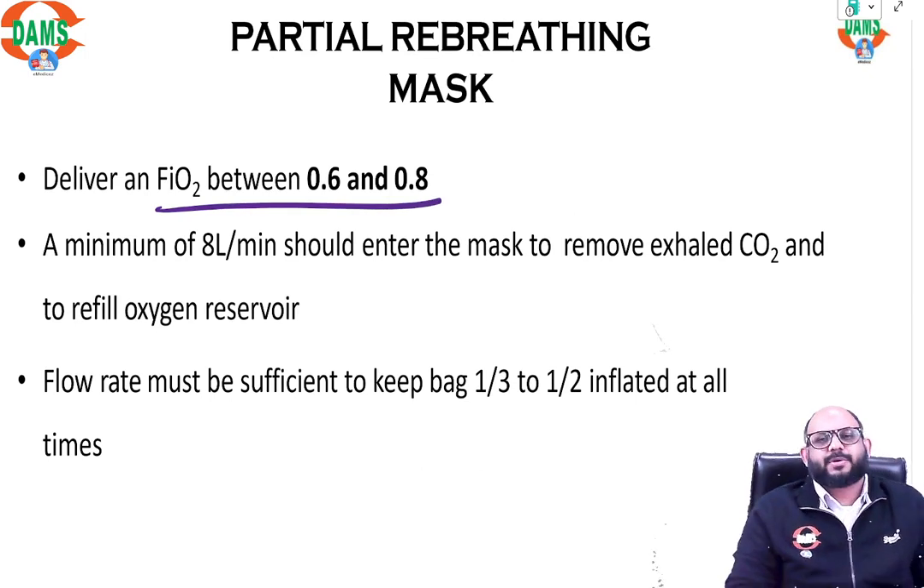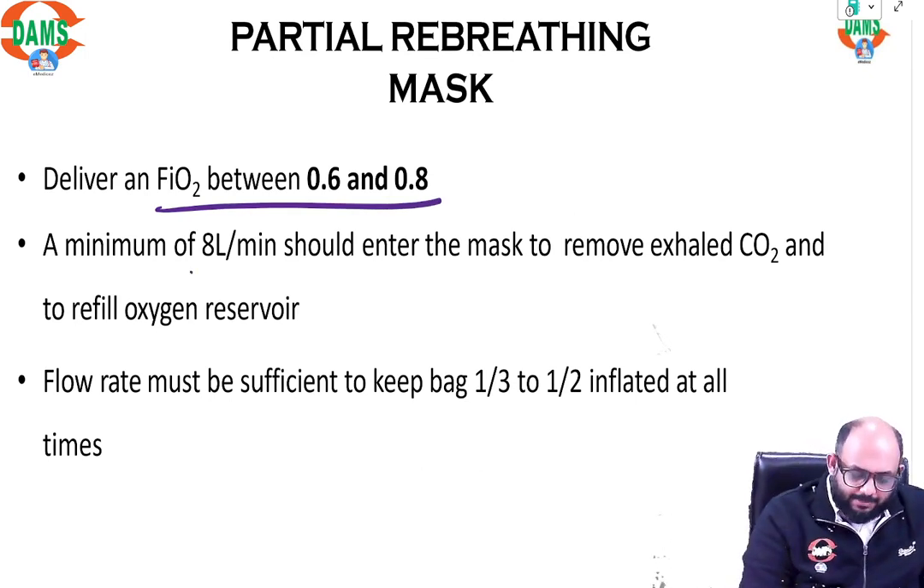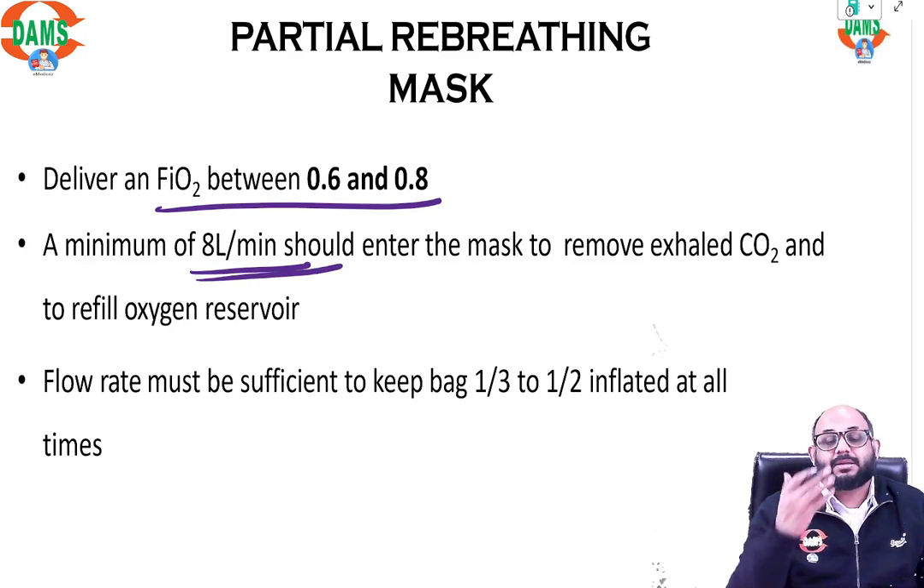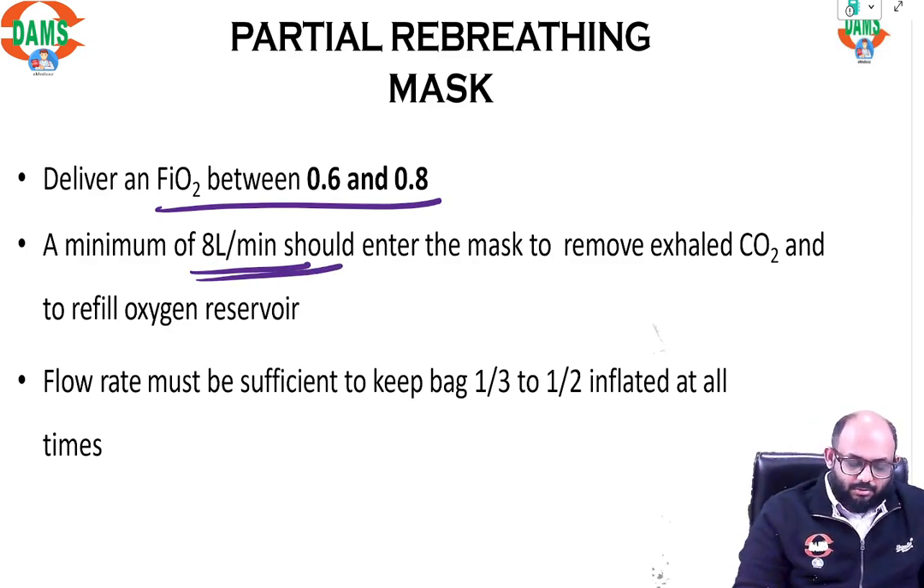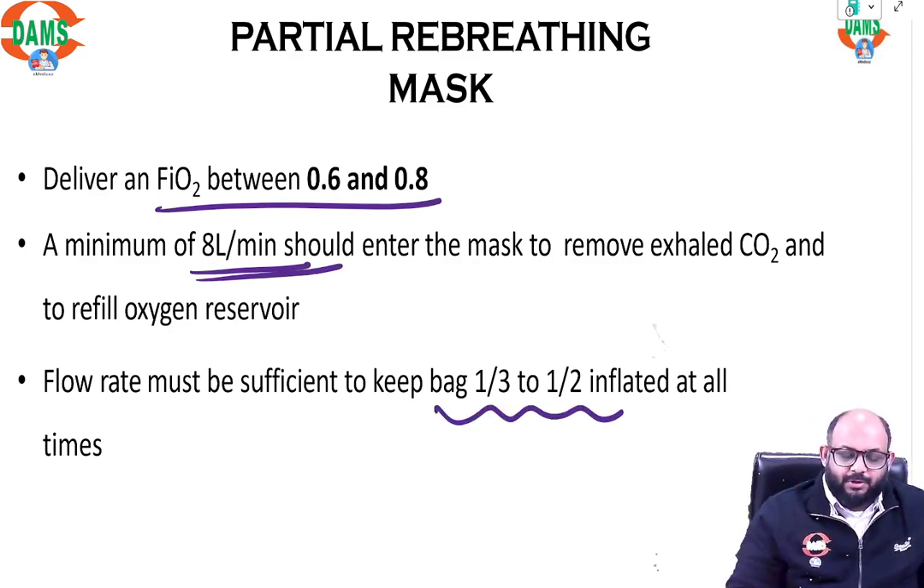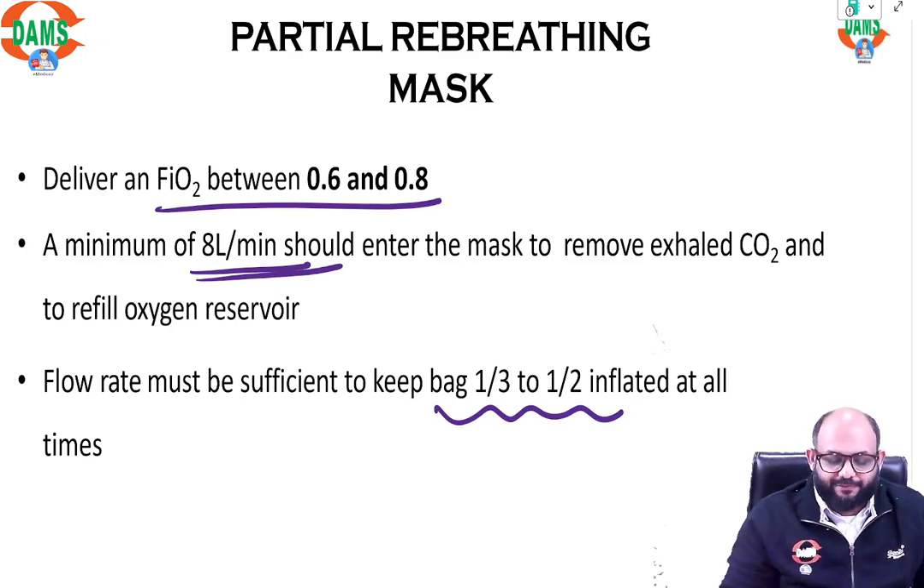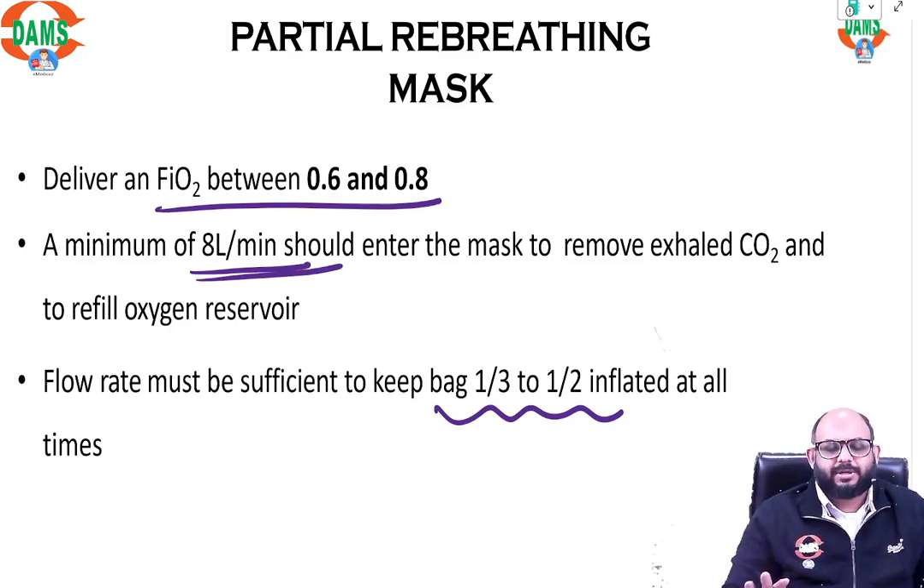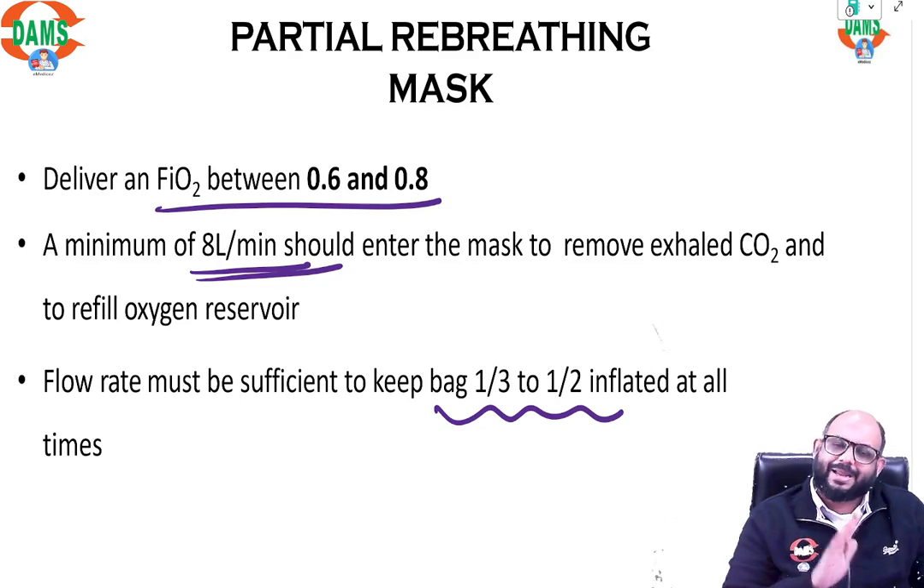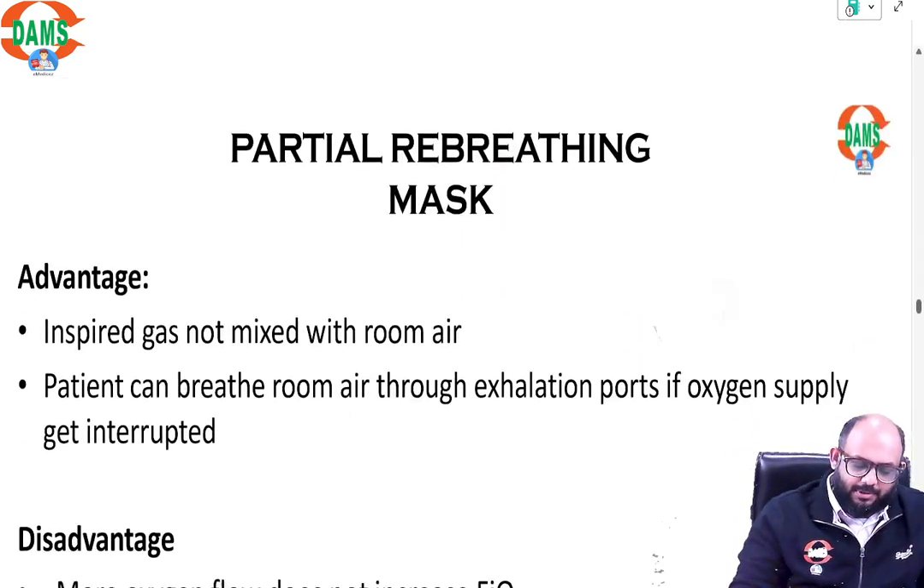Practically, FiO2 is between 0.6 to 0.8. Minimum 8 liters should enter the mask so that the CO2 gets exhaled out, and flow rate must be kept to keep the bag 1/3 to half full at all times. That is the flow rate that is required. So it usually works between 8 liters to 15 liters per minute.